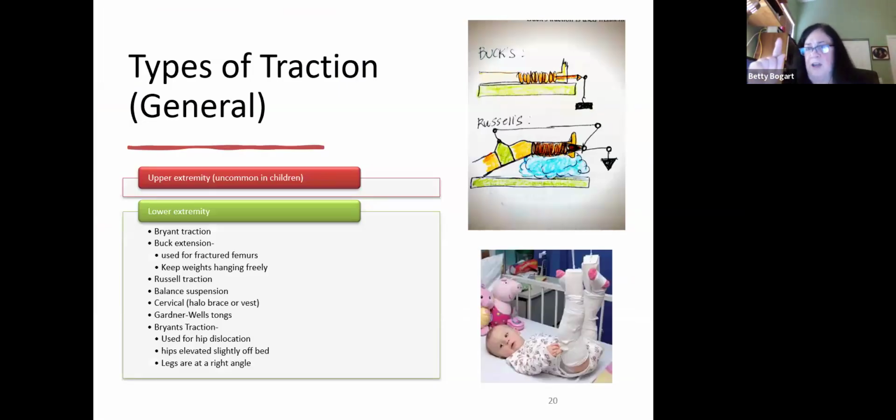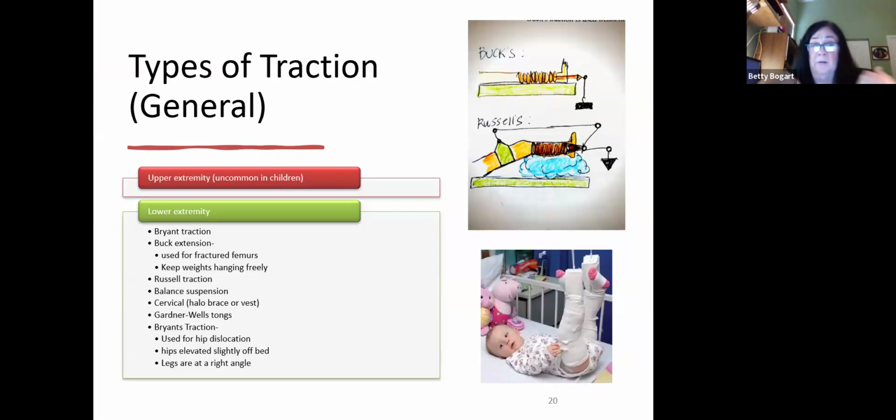So we've talked about Buck's traction. That's the upper right. And then you can see there's another one similar to it called Russell's traction. It's just another piece that holds up where the femur is. Which one's better? It's a physician choice. Just know that they're both skin traction. Those weights need to hang 24 hours a day. Do not touch them. Because if you take that weight off, those bones will go like this. And guess what? That kid's going to be screaming in pain. So leave that weight there, free hanging. That kid can't get out of bed. It's 24 hours bed rest.